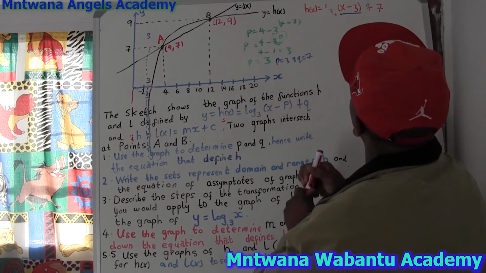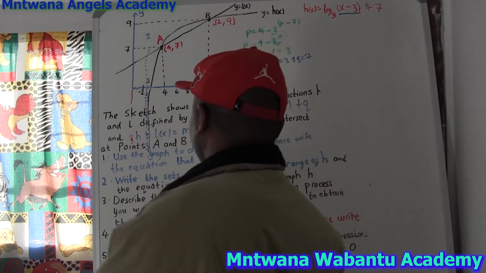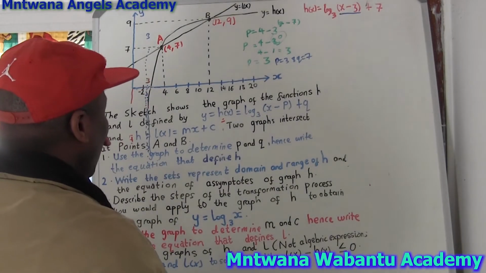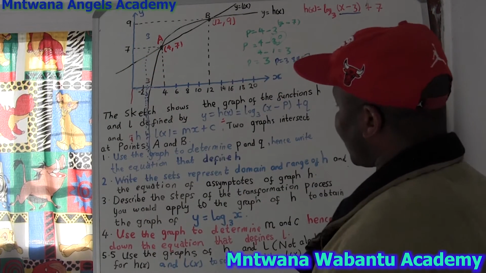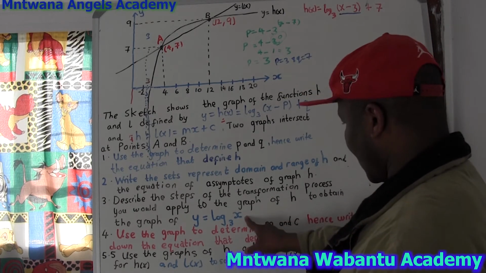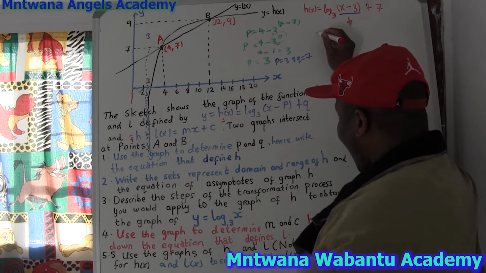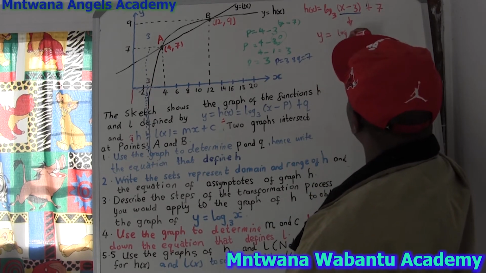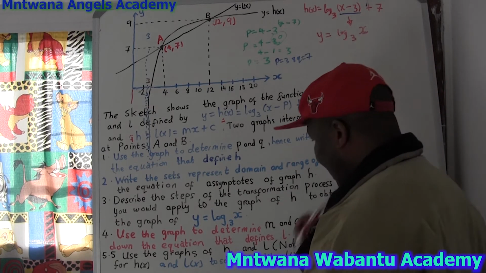Here we've got log, and a base 3 if I'm not mistaken. Yes. Now, describe the step of the transformation process you would apply to the graph of h to obtain y equal to this. What is h? So this is h. How could you transform this to obtain y equal to log base 3 of x?